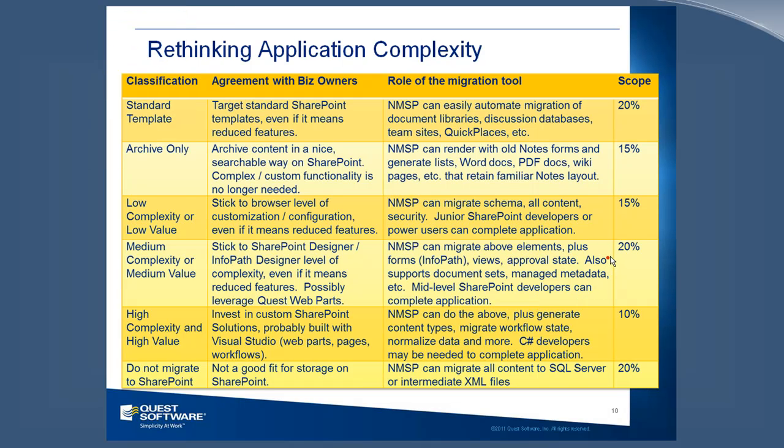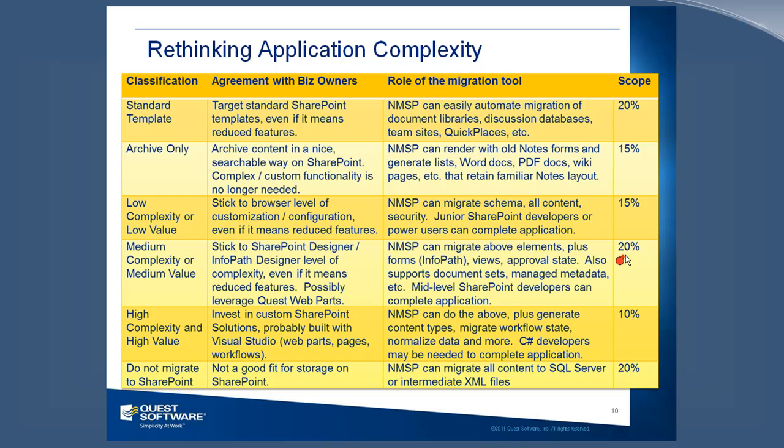These are cases where the tool can migrate all the schema and all the content, plus it can do some of the form and view migration, like I showed you last week. Also the migration of the approval state, so we can take the fact that there was some field in Notes that represented approved or pending, and we'll migrate it over to the way SharePoint wants to see it. The cool things I showed you about migrating to document sets, dealing with managed metadata fields and lookup fields and so on, that kind of stuff falls into this.